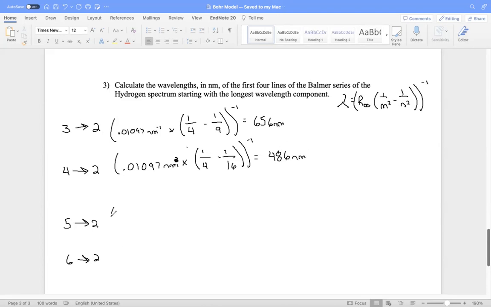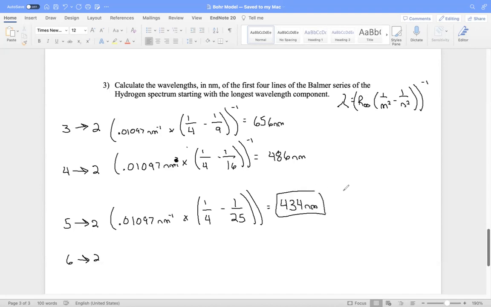For 5 to 2, we have 0.01097 inverted nanometers times 1 over our 2 squared minus 1 over our 5 squared, 25. And keep in mind, of course, these 4, 25, 16, these don't have any units because they're pure numbers. These are just our orbital levels. And so that's why I've not been writing in any units for those numbers. 434 nanometers. And this is actually consistent with what we had gotten in question 1. So that's, of course, good.